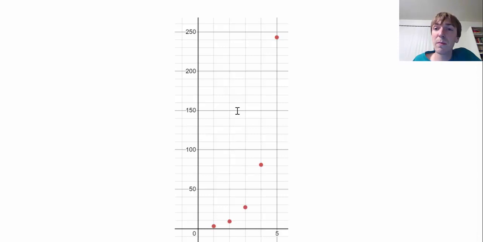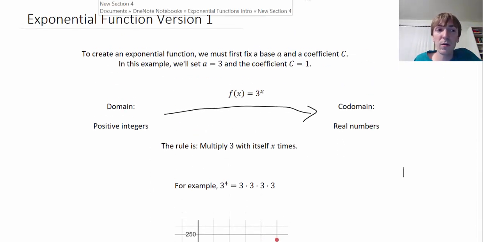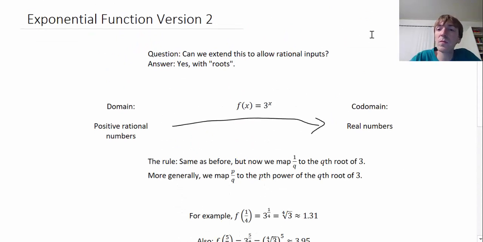And we're going to expand on this by allowing ourselves to take more and more inputs. Eventually we want to be able to input any real number into this function. So in version 2, we're going to ask the question, can we extend this to allow not just positive integers, but positive rational inputs? And we can do this. We can take an exponent that is a rational number, but the way to do that is with roots.